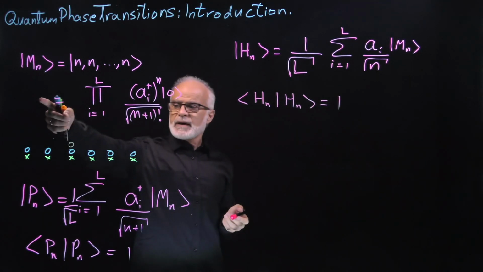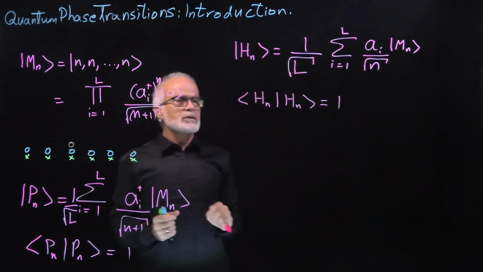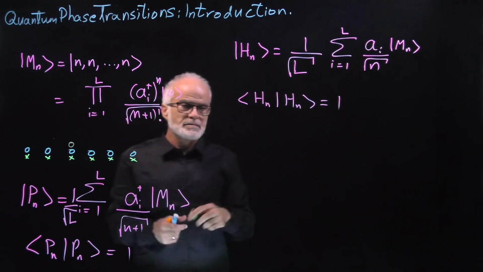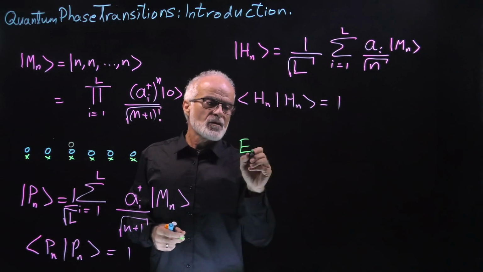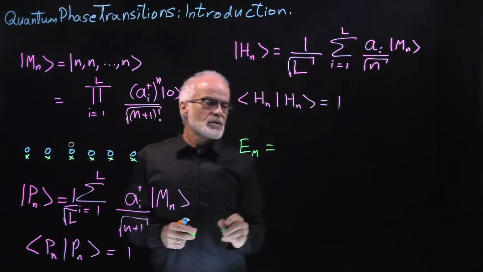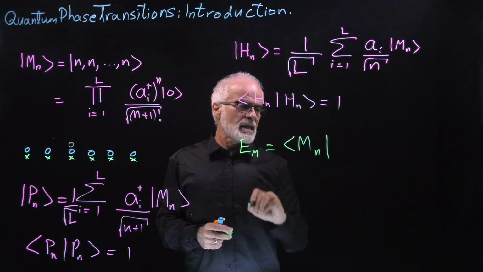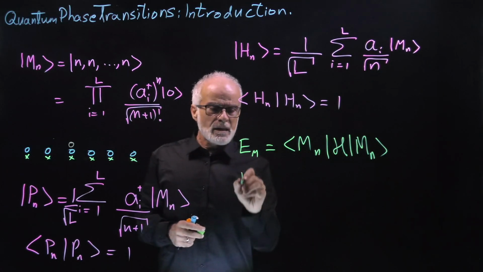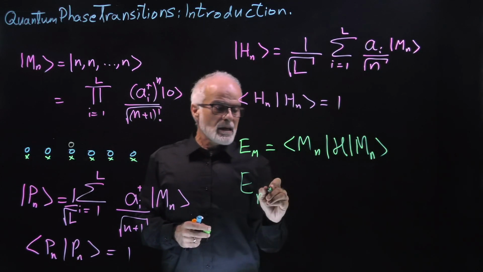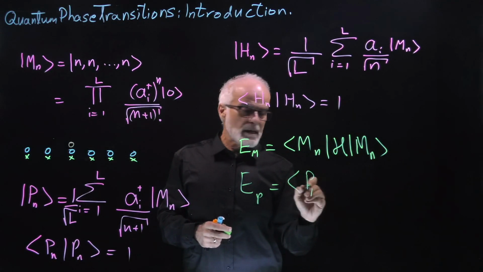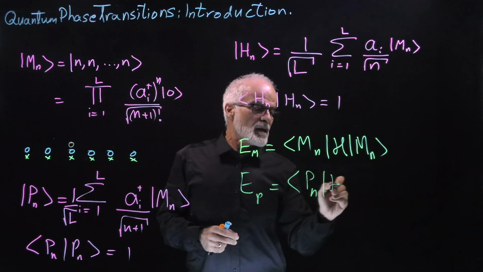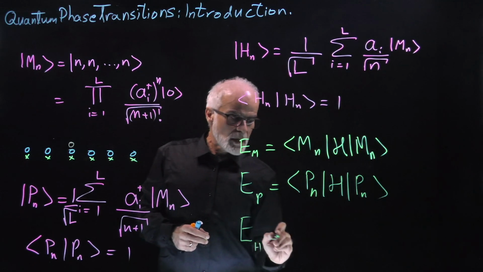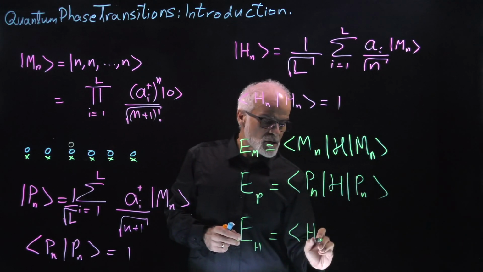So now I have the Mott phase, we have the particle doped state, and we have the hole doped state. Now we want to calculate their energies. So the energy for the Mott state is equal to the Mott state, the Hamiltonian, the Mott state. The energy for the particle doping is the same, it's just the particle doped state, Hamiltonian, particle doped state, and the energy for the hole doped state is the same with H_N.